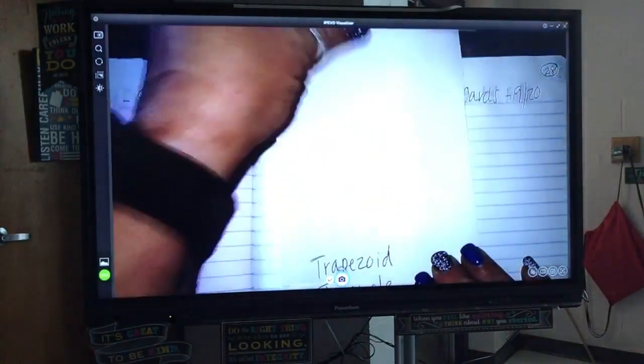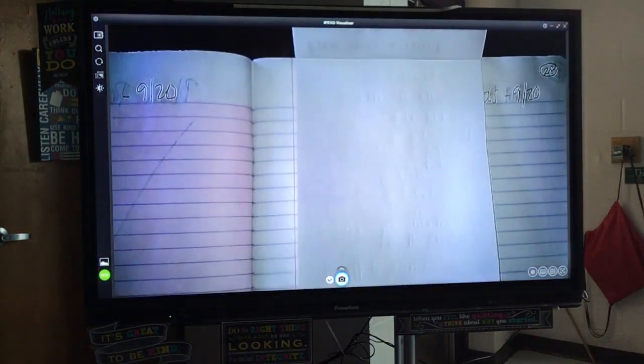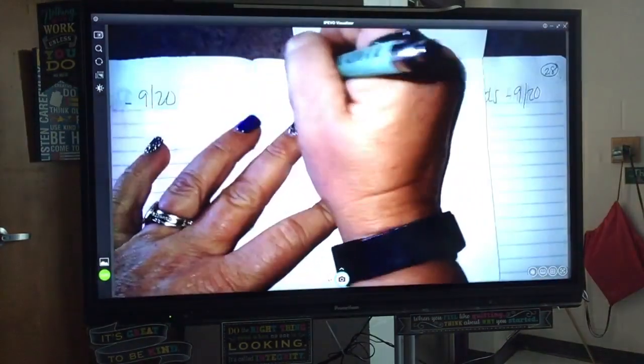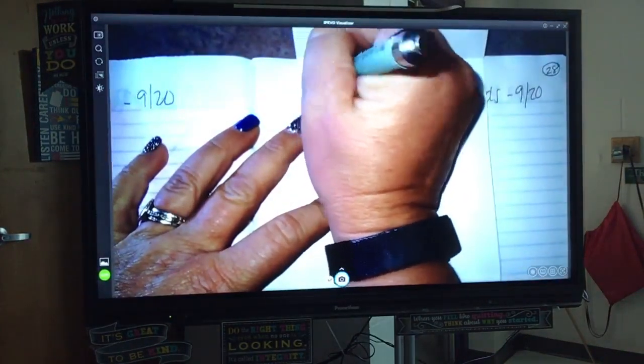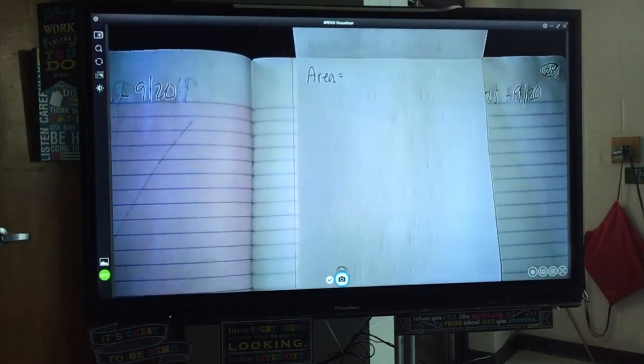Alright, go ahead and flip up your foldable, and now we're looking at the trapezoid. So, the formula for a trapezoid is interesting. If you understand the trapezoid, the formula is amazing. If you do not understand the formula, decomposing and rearranging it to a rectangle is your best bet. Okay, I'm going to show you the formula today. I'm not going to talk about decomposing and rearranging.